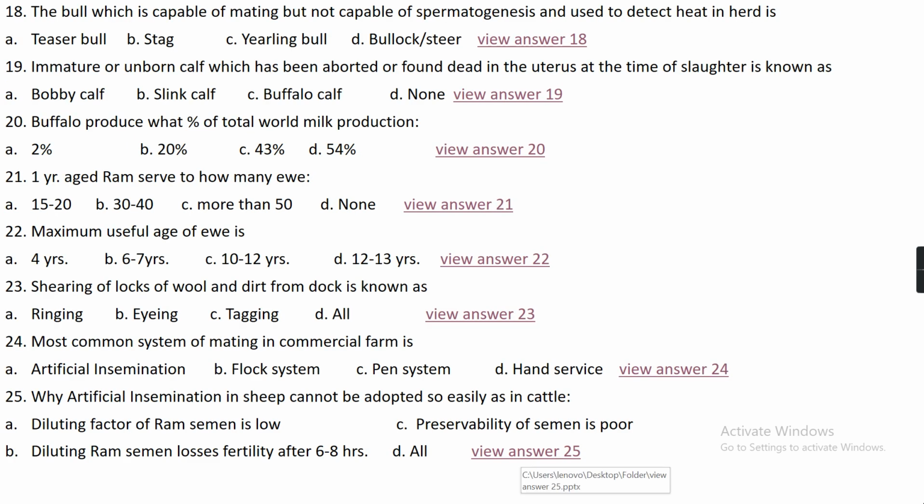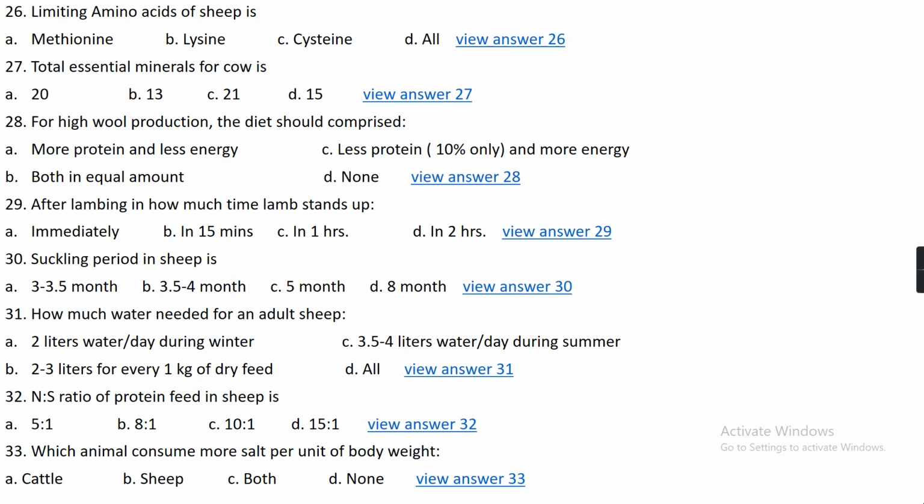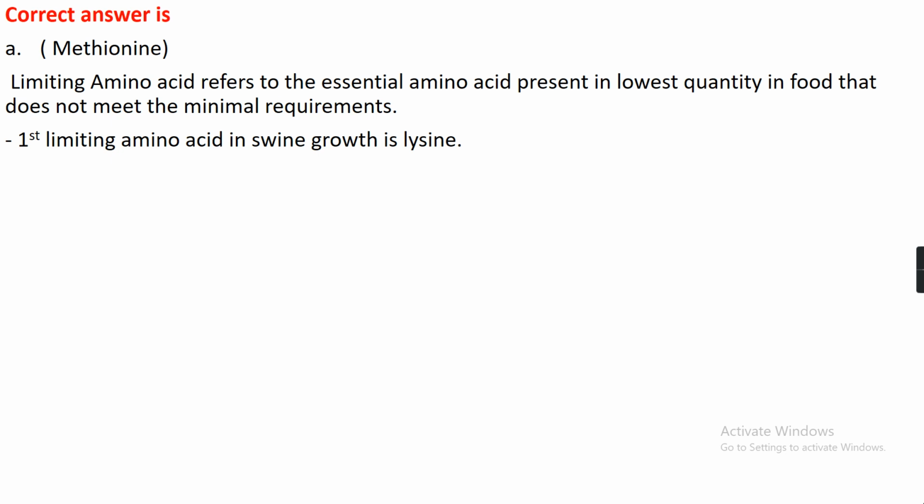Question number 26. Limiting amino acid of sheep is option A methionine, option B lysine, option C cysteine, or option D all. The right answer is option A, methionine.